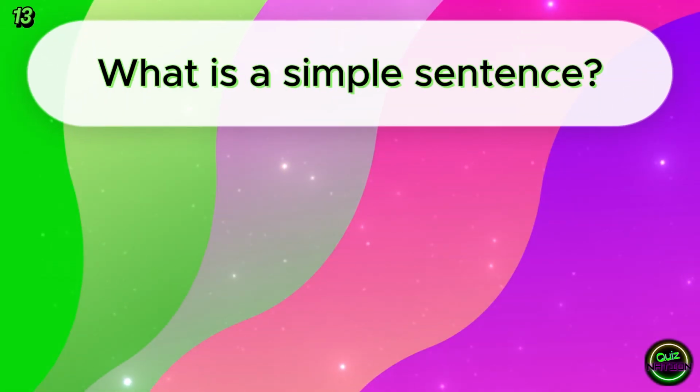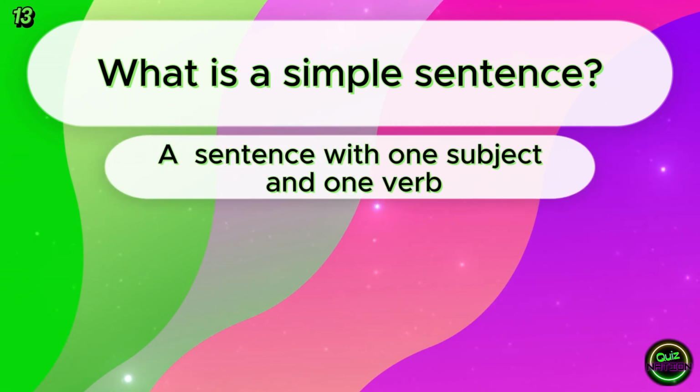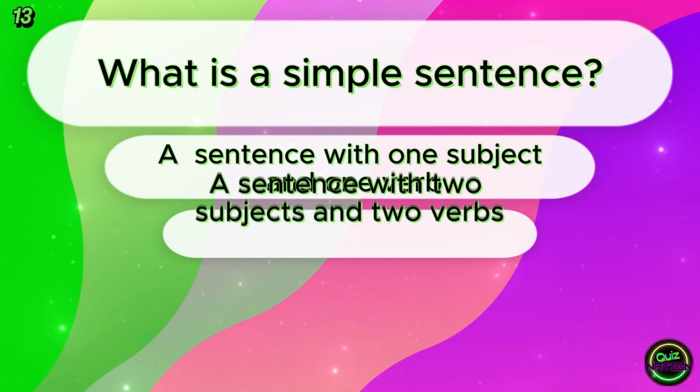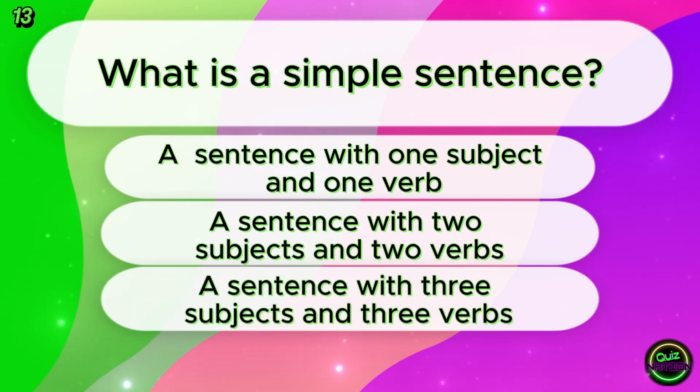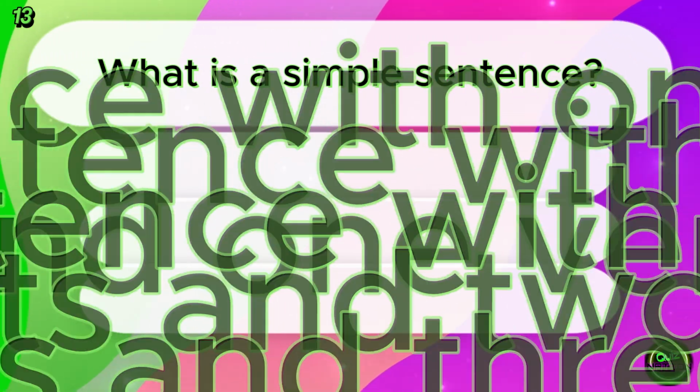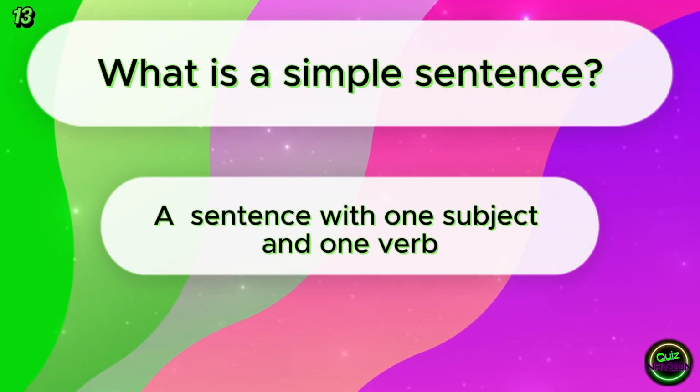What is a simple sentence? A sentence with one subject and one verb. A sentence with two subjects and two verbs. A sentence with three subjects and three verbs. The answer: a sentence with one subject and one verb.